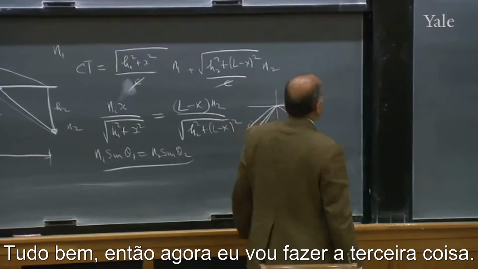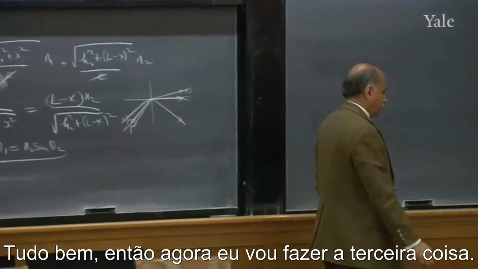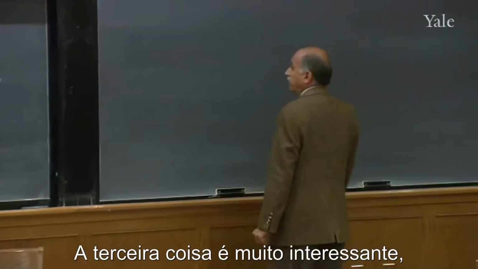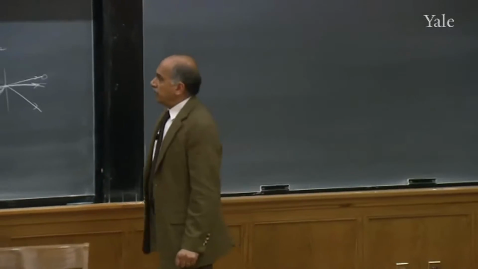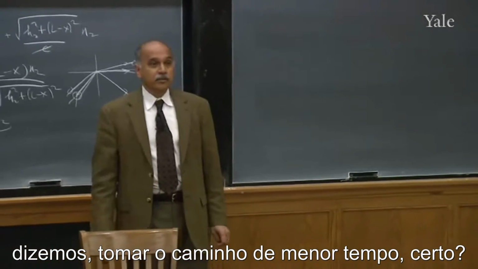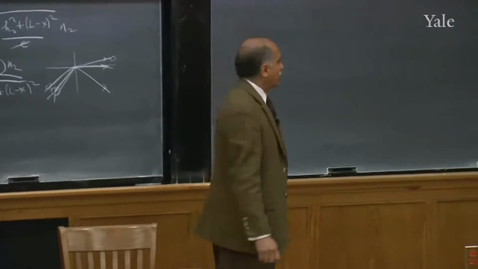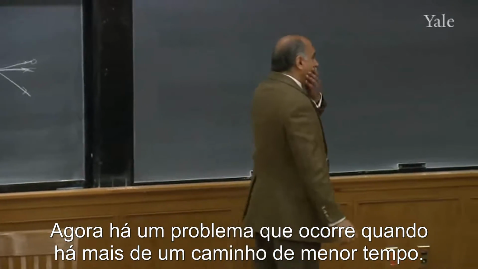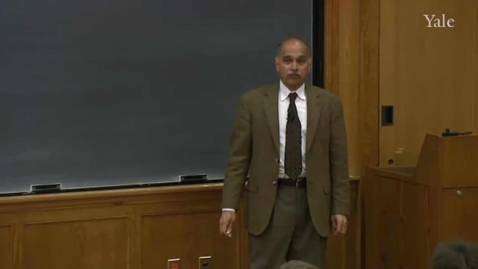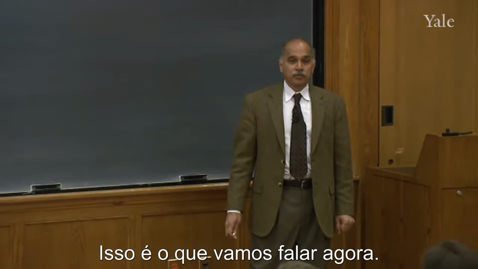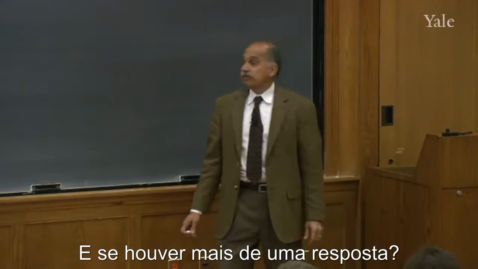All right, so now I'm going to do the third thing. The third thing is very interesting, which is the following. We say take the path of least time, right? Now there is a problem that occurs when there's more than one path of least time. That's what we're going to talk about now. What if there's more than one answer? I'm going to give that to you.